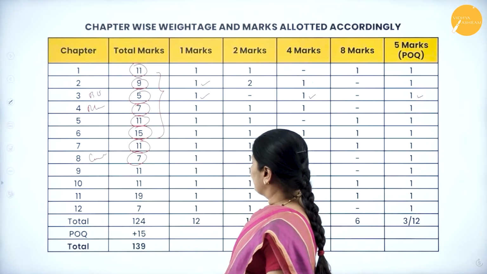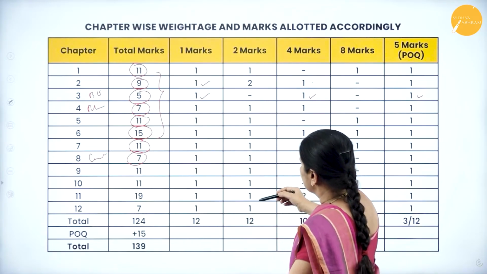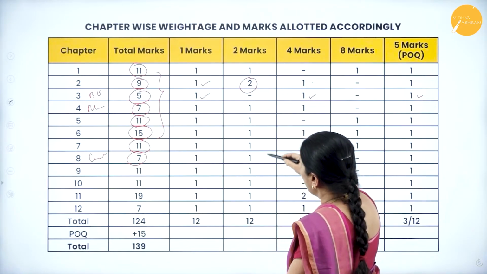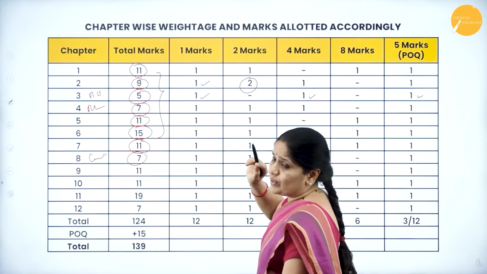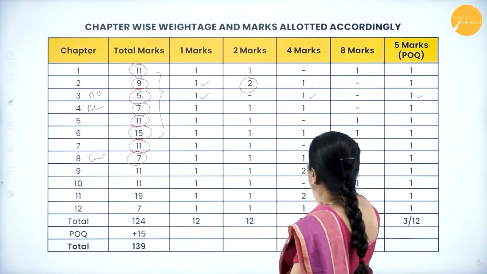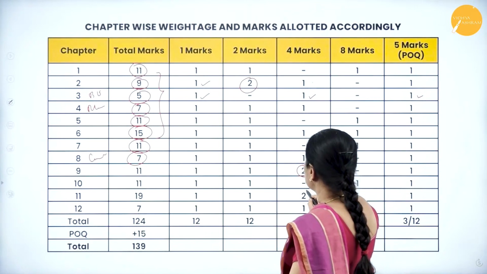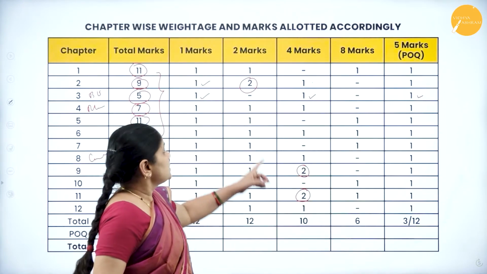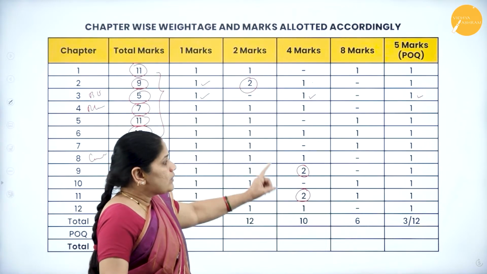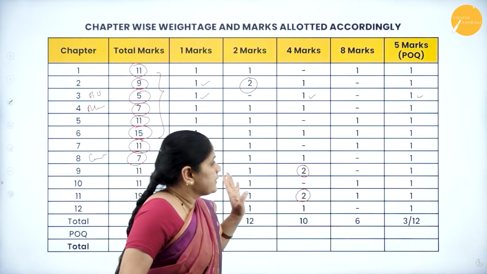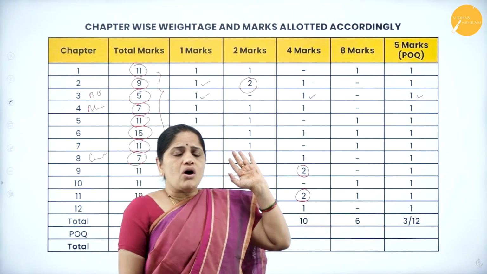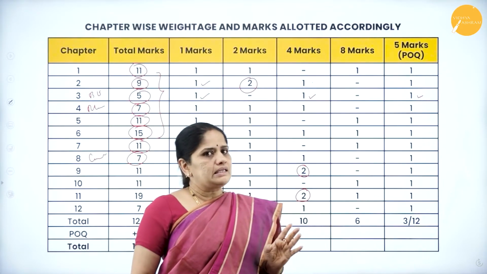You will have 1 mark questions and then 2 marks questions. Only for chapter 2 you have 2 questions, and for all other chapters you have only 1 question for 2 marks. Even for 4 marks, only the 9th and the 11th chapters give 2 questions, and all others carry only 1 question from each chapter. The practical oriented questions appear in almost all the chapters.